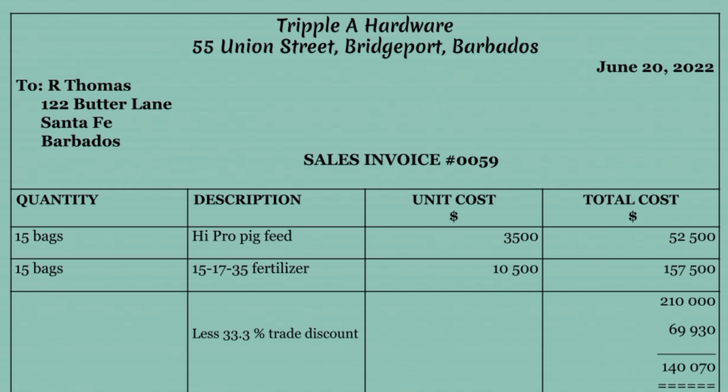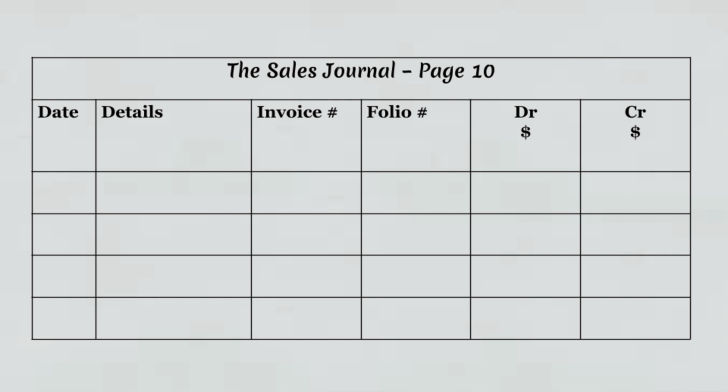Thomas will therefore pay a bill of $140,070. It is time now to transfer the information from the invoice to the sales journal. The sales journal must have a heading. It can be called the sales journal or the sales daybook. The page the information will be recorded on must have a page number, for cross-referencing purposes.